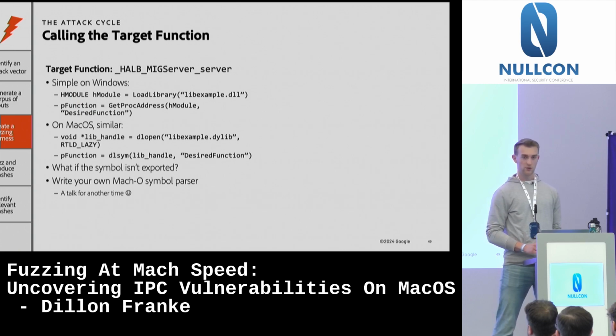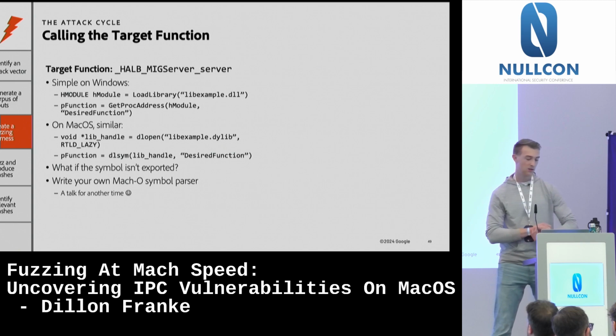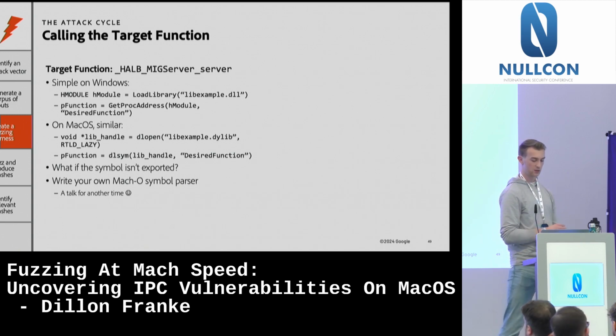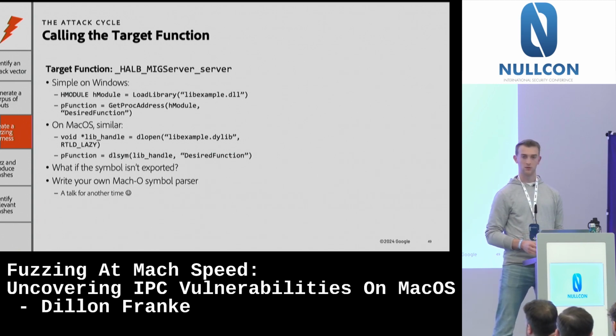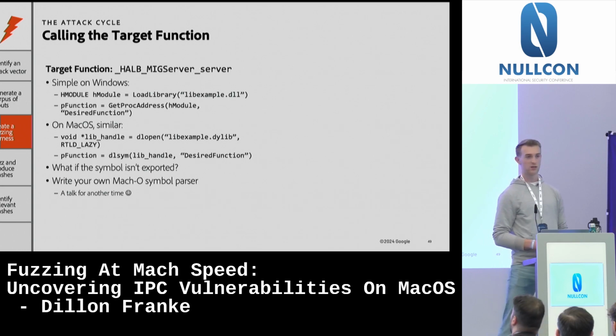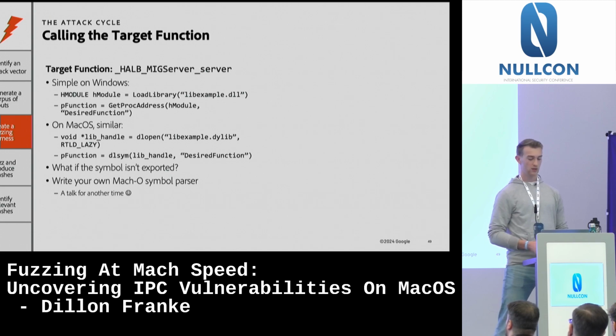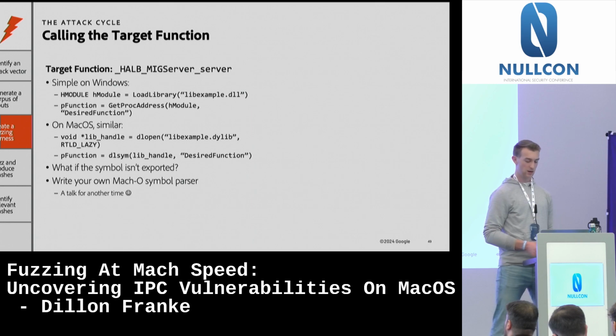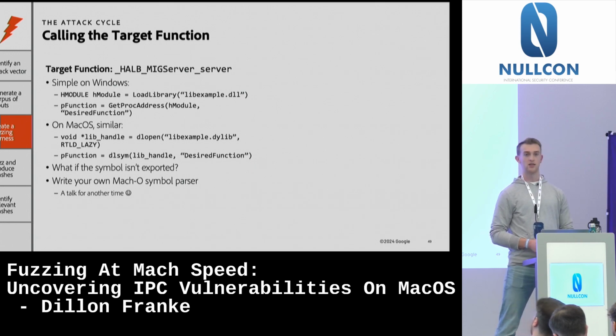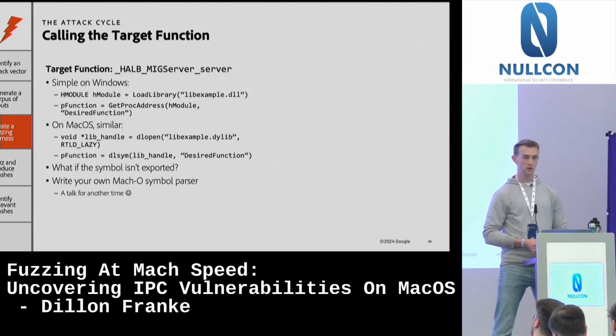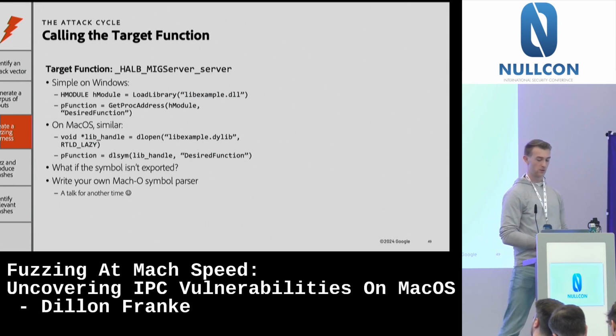So we have our target function, which we were just looking at in IDA, the HALB MIG server function. If we wanted to write a really easy C binary to do this, it's really simple on Windows. We could use LoadLibrary and GetProcAddress to call that function. It's pretty similar on macOS as well. We can use the dlopen API to load the dylib that we care about, and then dlsym to get the offset to that symbol, and then call that function pointer.